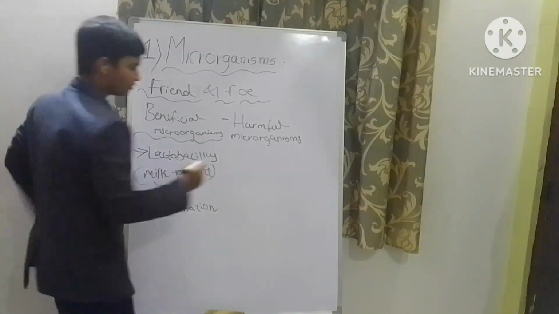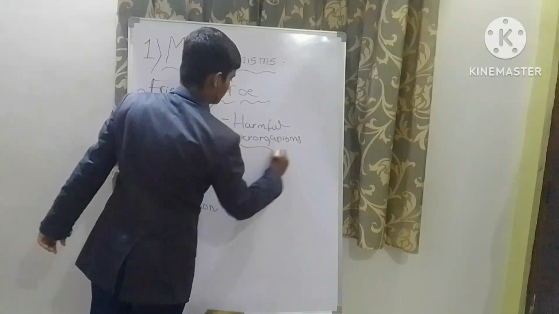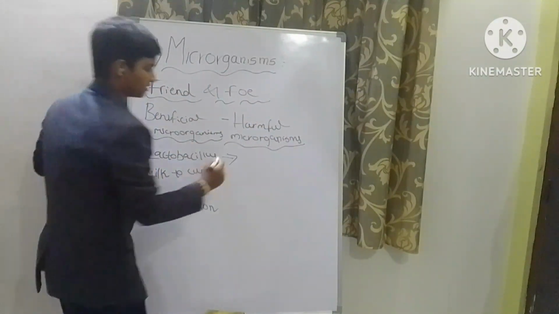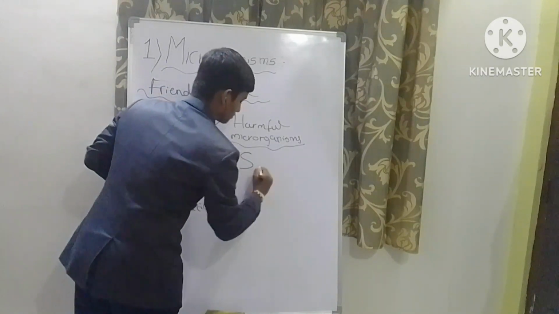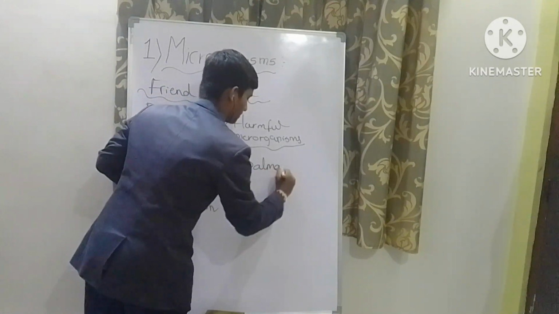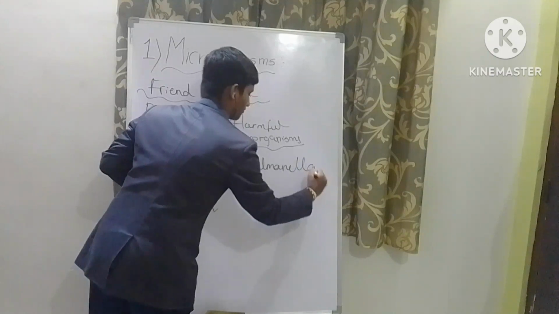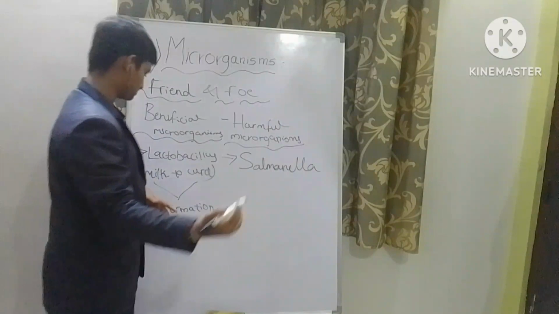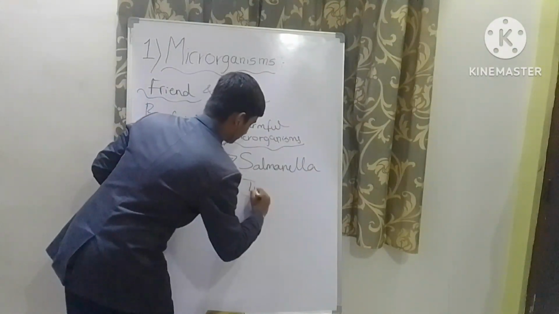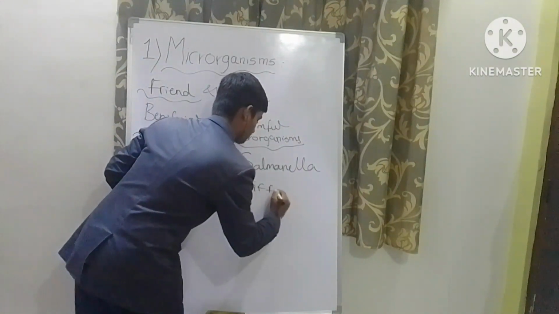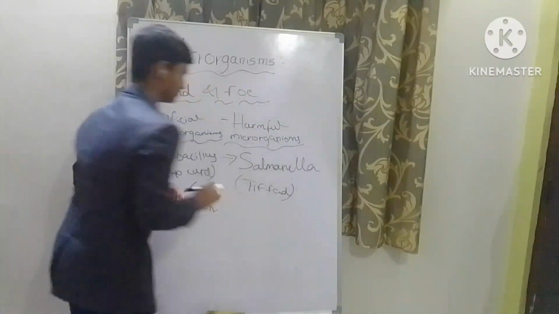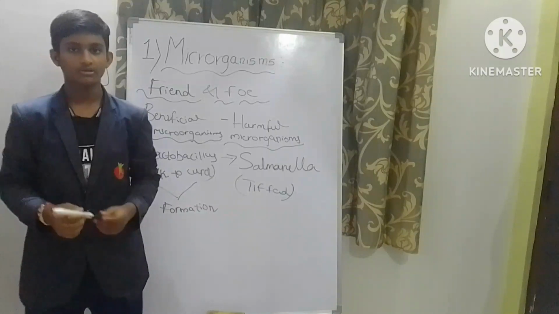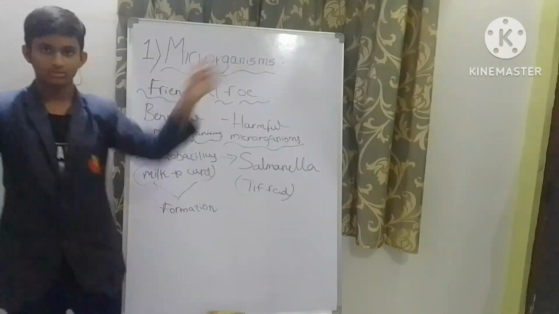Now we are going to harmful microorganisms. A harmful microorganism example is Salmonella. Salmonella is a type of microorganism that causes typhoid. You know typhoid very well.